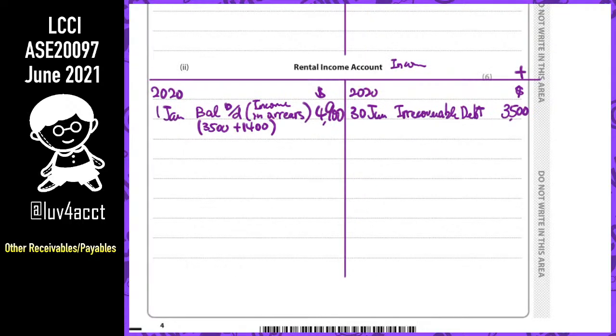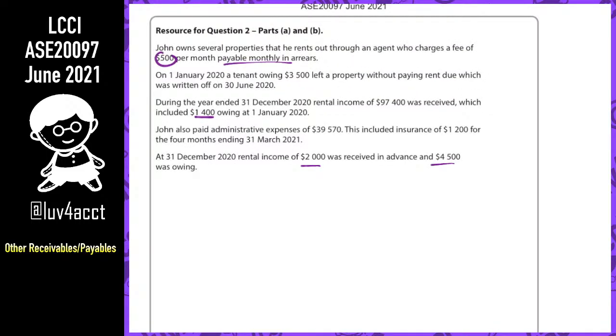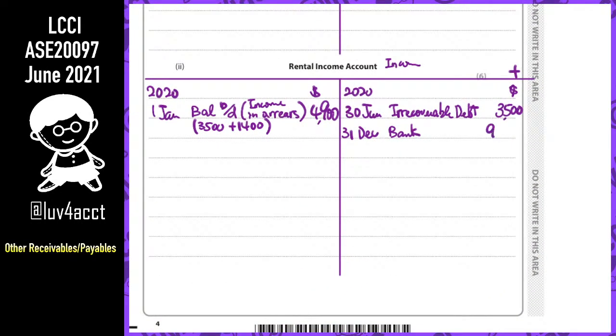Okay, so next, other things are not told of date. We are not told of the date for other items, so everything goes into the last day of the year. Okay, we have received money. Let's see how much. Total amount received for the year is 97,400. So 97,400 here, total amount received.